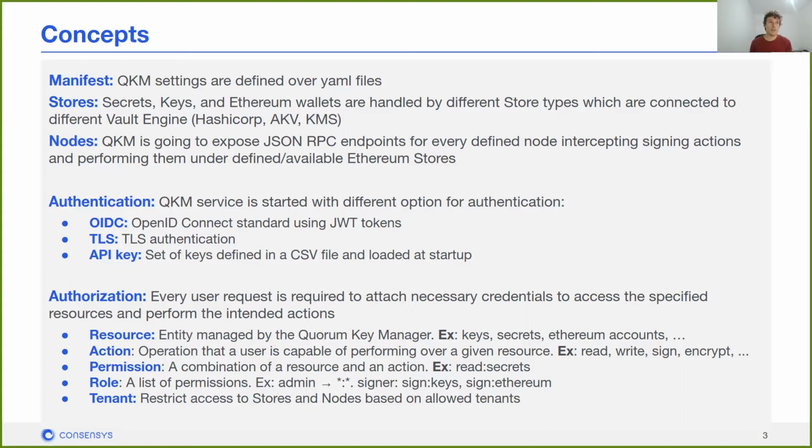For the authorization, we have a granular level: resources, which are the secrets, keys, and Ethereum accounts; actions, which are the actions you can use with your resources, so either creating, deleting, signing, encryption, etc. The permissions are the joint of the actions and the resources, and they need to be included in the user credentials. The roles are the list of permissions you can define, and tenants are an additional protection or restriction of access to your resources, which allows you to restrict the visibility of every store or every node under the Quorum Key Manager.